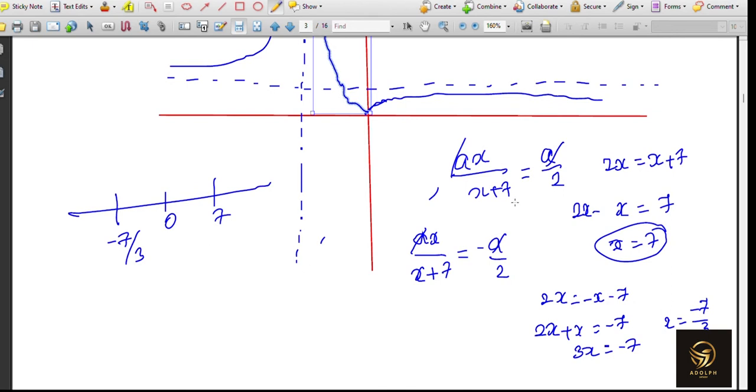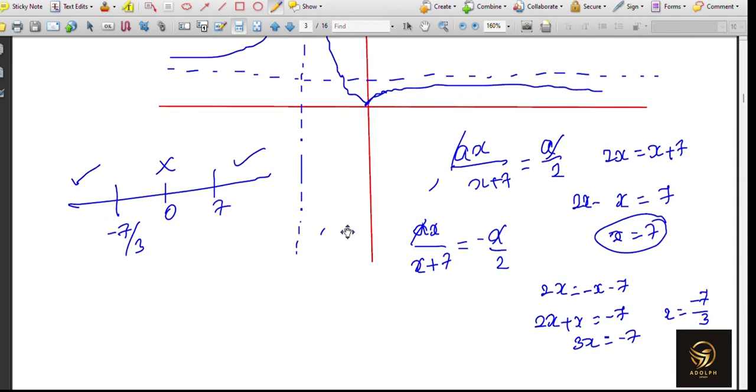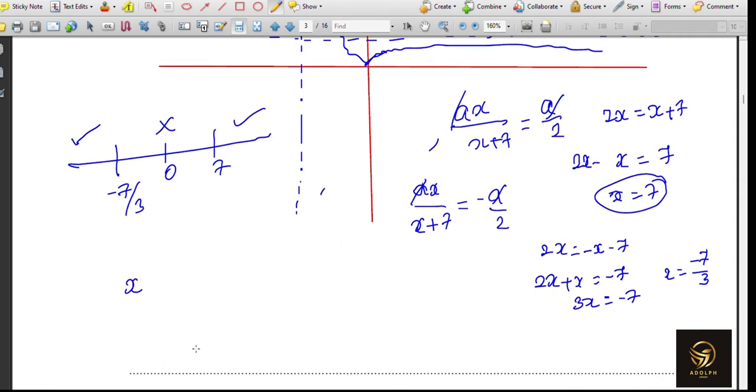So a will become 0 divided by... actually that won't be, because if it's positive, obviously it should be greater than 0. So this is not satisfying. So it must satisfy here and here. So what are the values? x is less than negative 7 by 3 and x is greater than 7 are the two values which are satisfying.